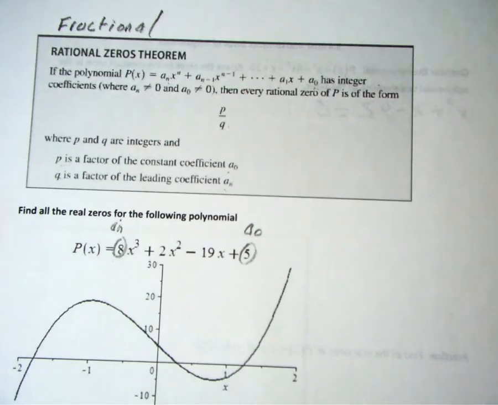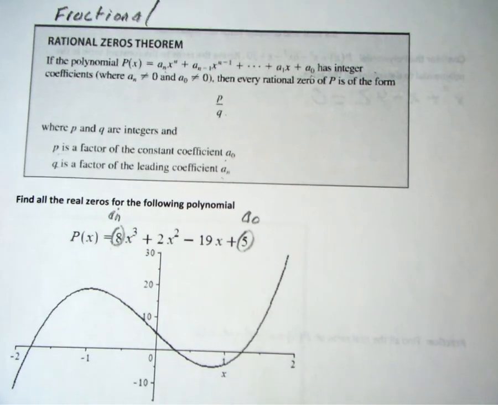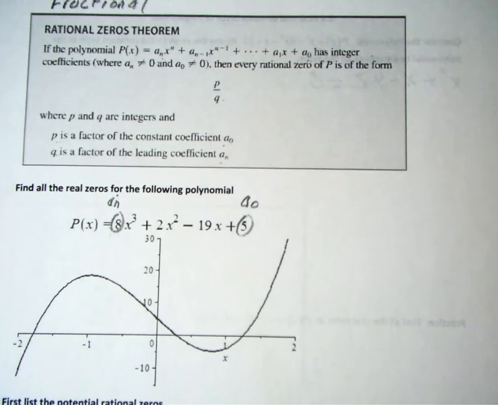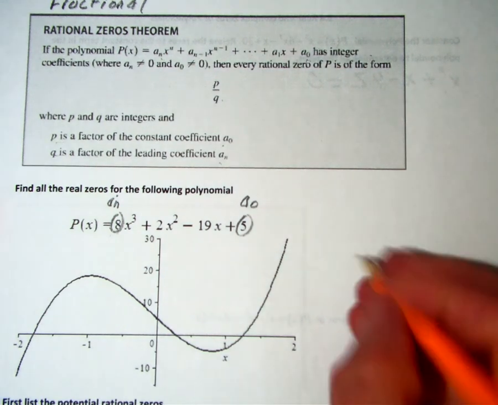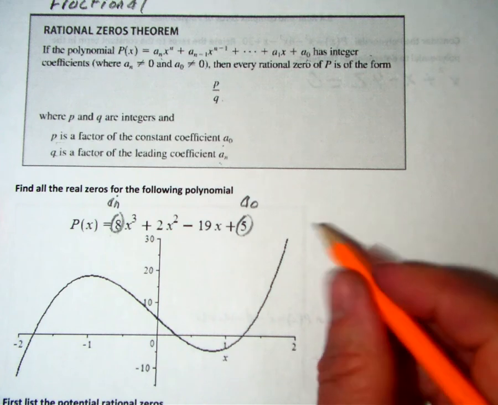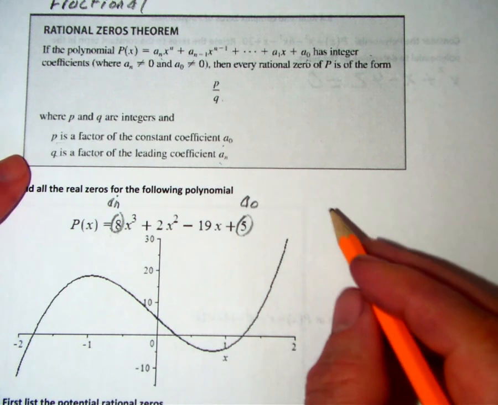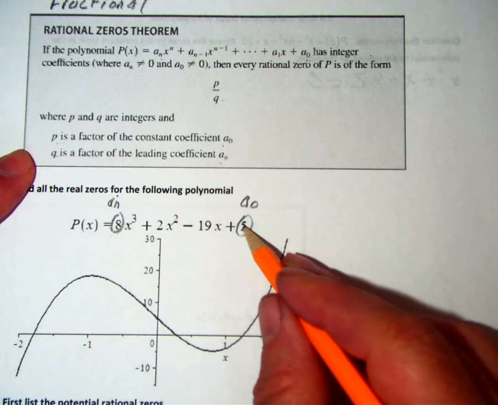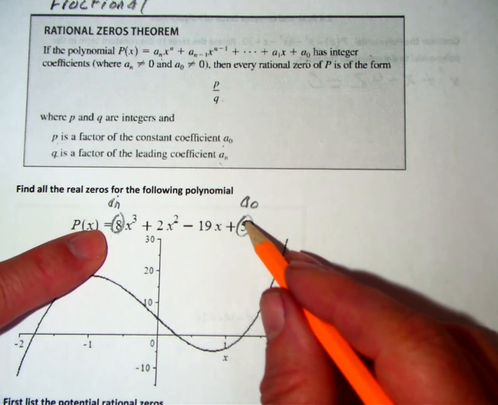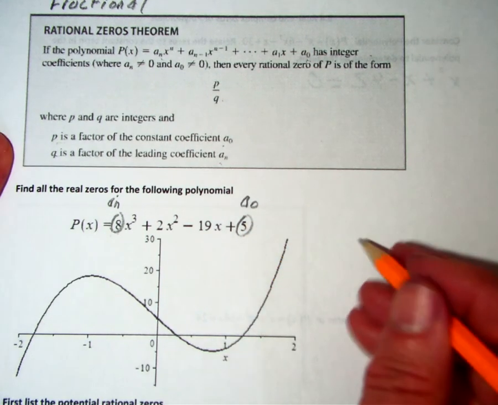So it says find all the zeros for the following polynomial. A way to start, to at least have some sort of springboard in how to do the problem, is to list all the P's over Q's. The P's are going to be divisors of this number, and the Q's will be divisors of this number. So let's just start writing some of these down.